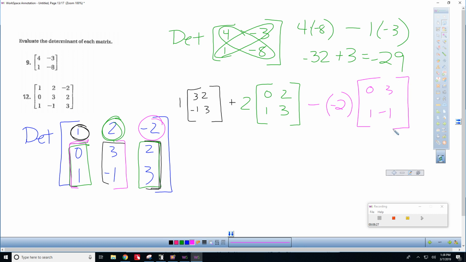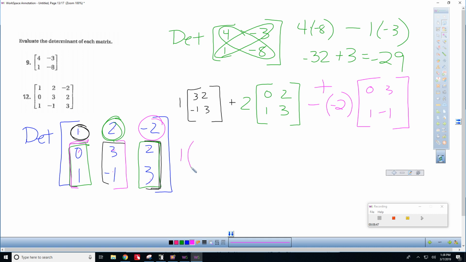All right, so what did we do? We took the black number times this 2 by 2 black. We took the green number times this 2 by 2 green. And then we subtracted the pink number times this 2 by 2 pink. So eventually we are going to turn that into a plus. All right, so what is it?